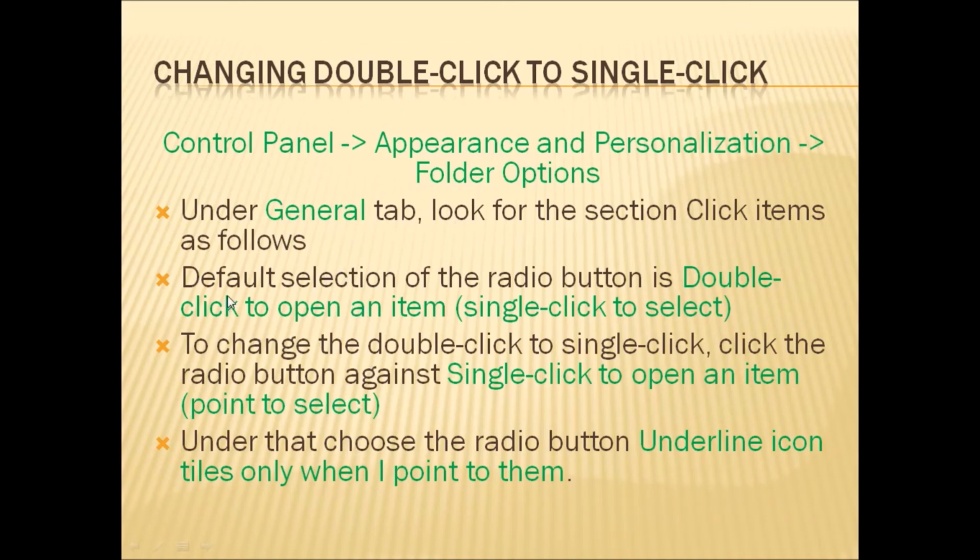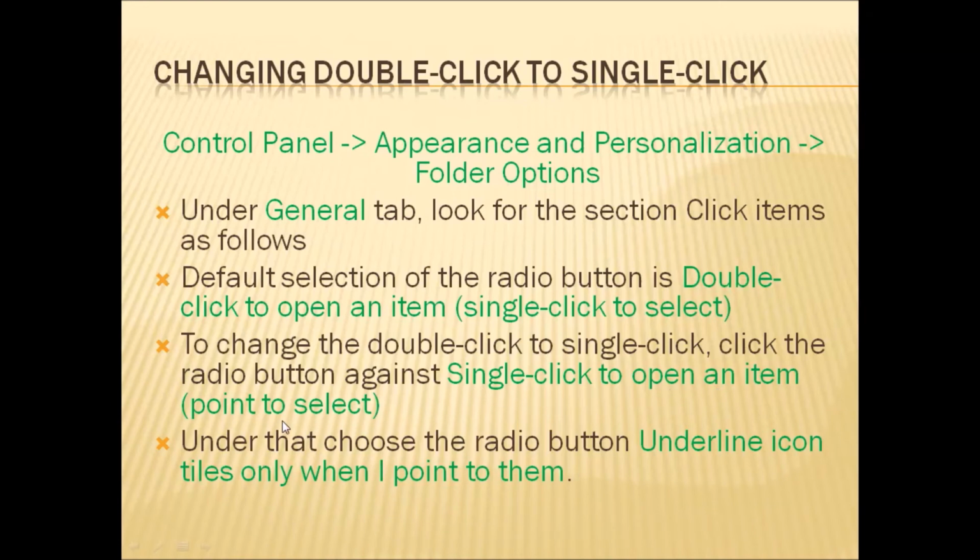The default selection of the radio button is double click to open an item, single click to select. That is, if you open it, it will be selected as double click to open an item, single click to select. To change the double click to single click, you have to click the button single click to open an item, point to select. You have to select single click to open an item, point to select.